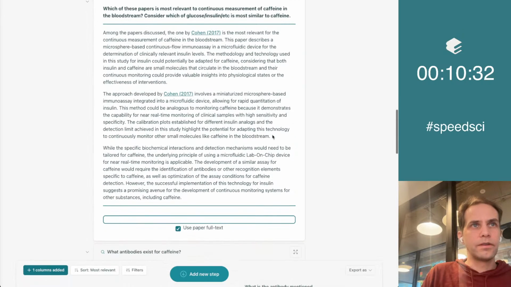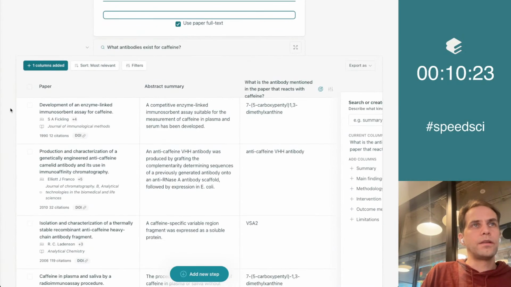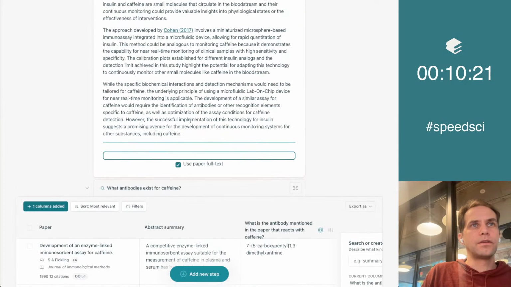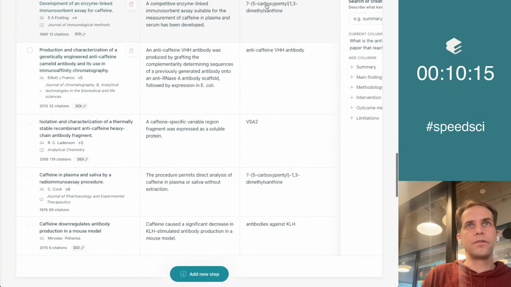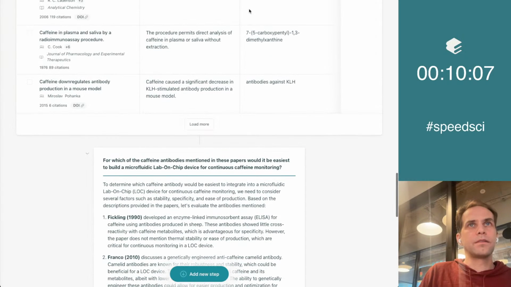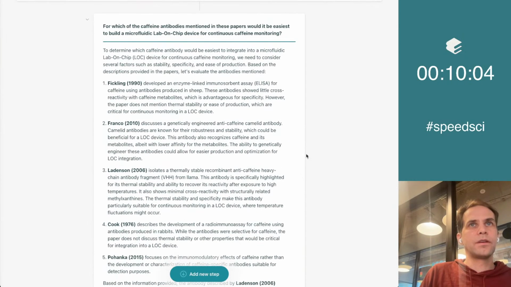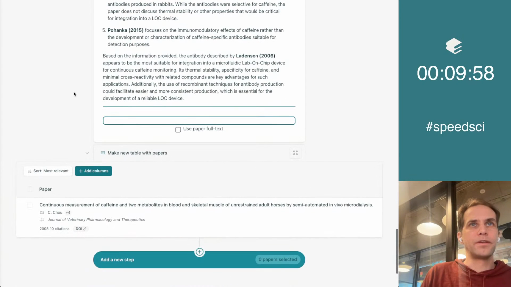And the approach was this miniaturized immunoassay device. And to make that work, we needed some antibody that reacts with caffeine. So we looked into which of these exist. Here are a few that seem to come up here. And then we just asked, well, given that we have a few of these here, for which of those does it seem easiest to build a kind of lab-on-chip continuous measurement device? And the one we ended up here is the Ladenson 2006 one.